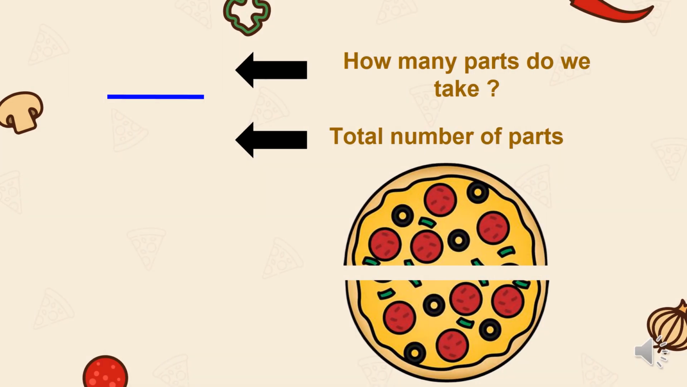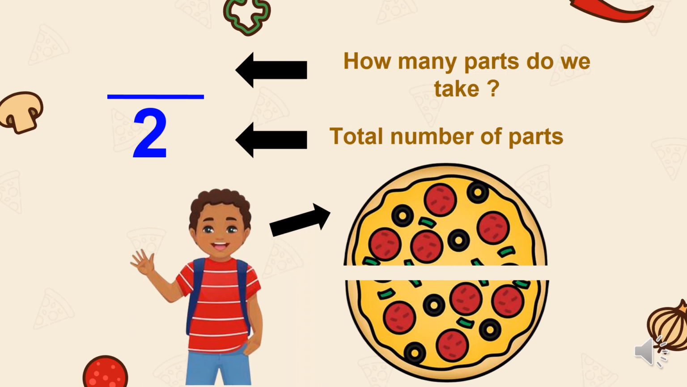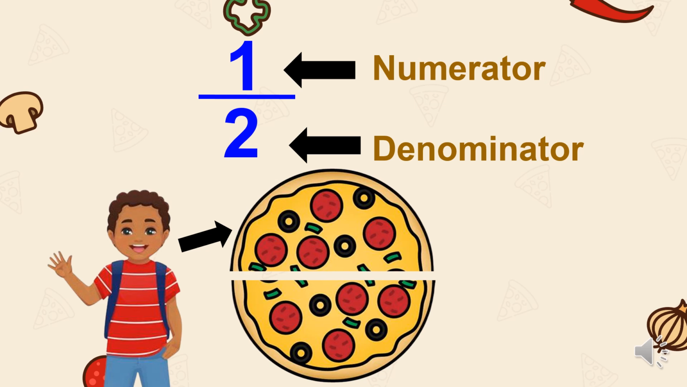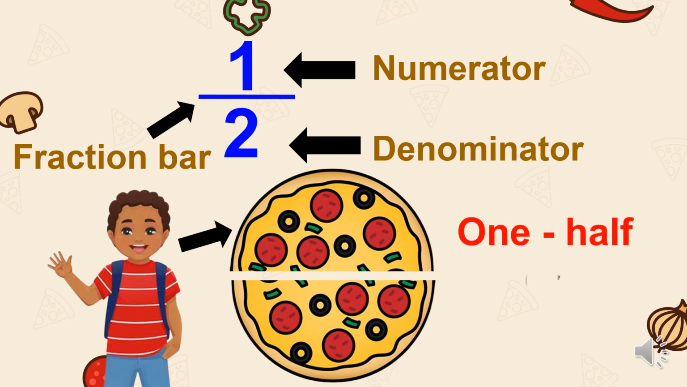Let's go back to our example. The total parts of pizza here are 2 parts. So we put 2 at the bottom and Mark just takes 1 part. So Mark gets 1 half of the pizza. The bottom number of a fraction is called the denominator and the top number of a fraction is called the numerator, and the line between two numbers is called the fraction line. So we can call this fraction 1 half, or we can say 1 over 2.